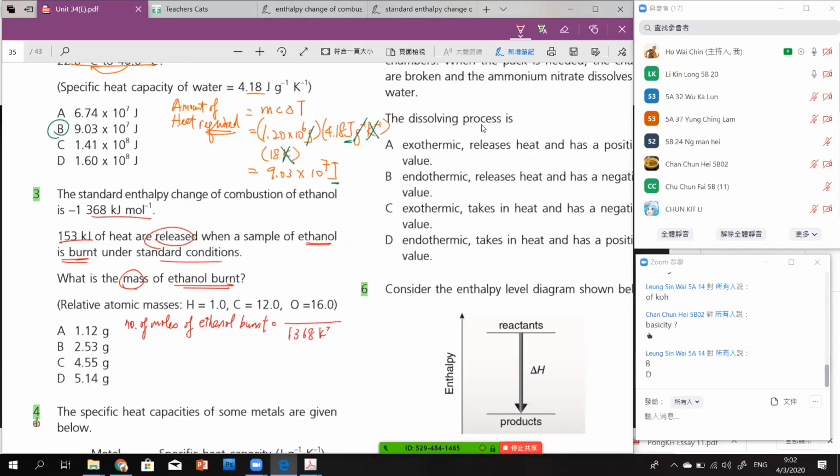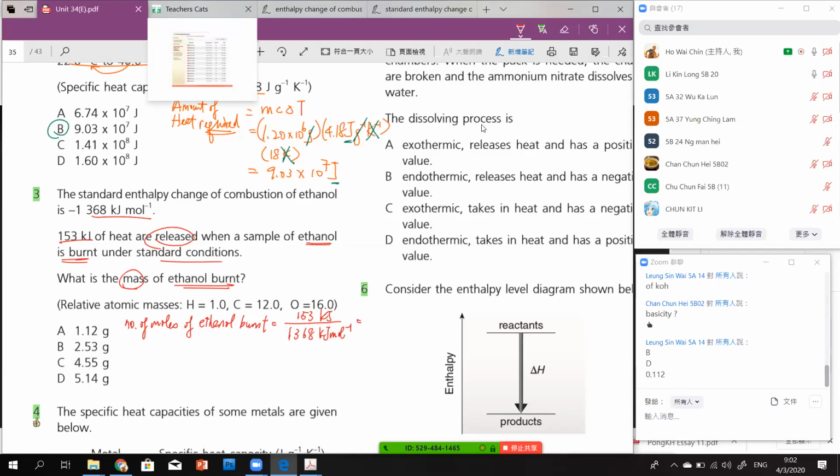1,368 kilojoule per mole, and we have got 153 kilojoule. So what will we get? What is the number of moles? 0.112 mole. Which means this reaction just reacts with 0.112 mole of ethanol.